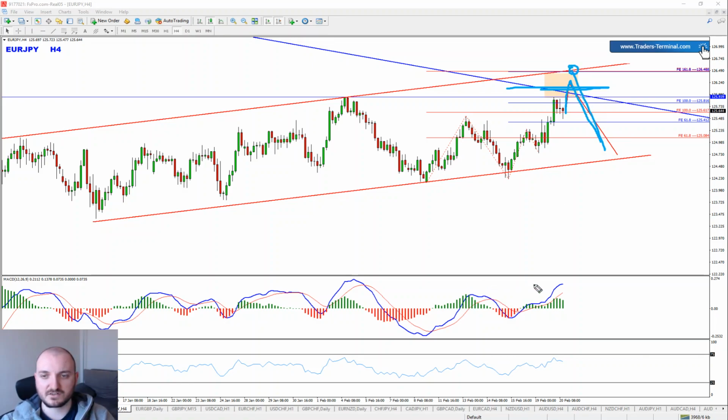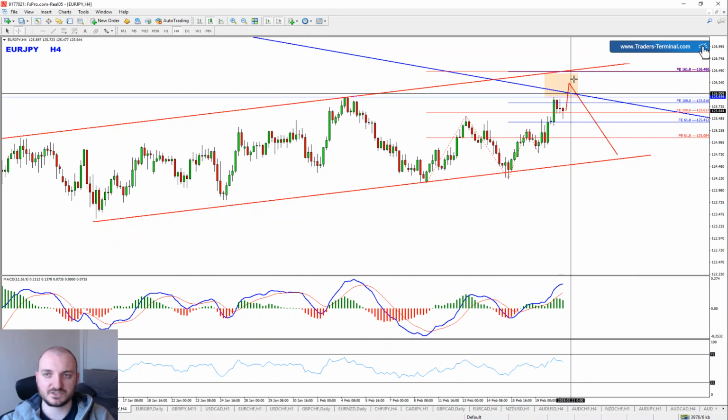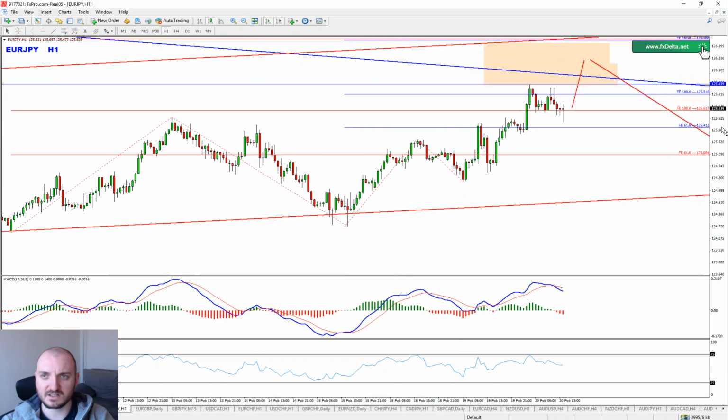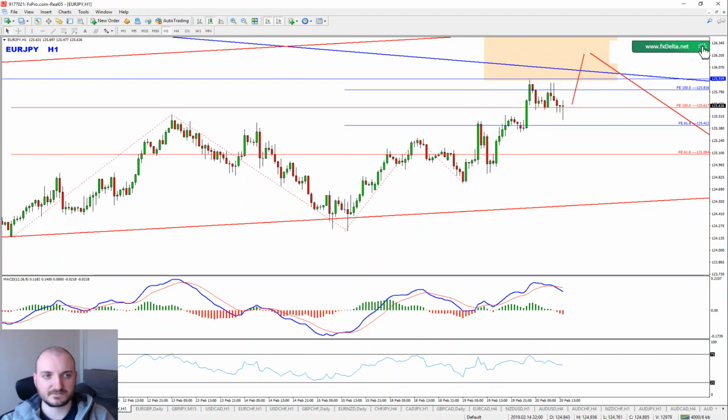So yes, completion of the divergence here makes sense for aggressive entries, but in my opinion we still have much more room. Well, not much more room, it's 50, 60, 70 pips probably, but definitely looking for one more leg to the upside, and that would be then completing a wave like this. So first wave, pullback, second wave, and then down.